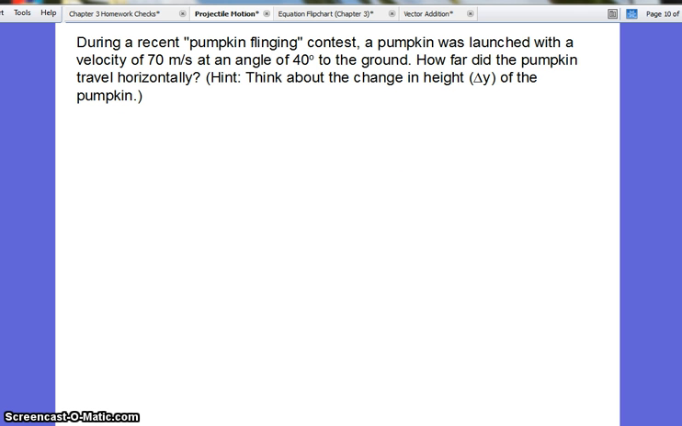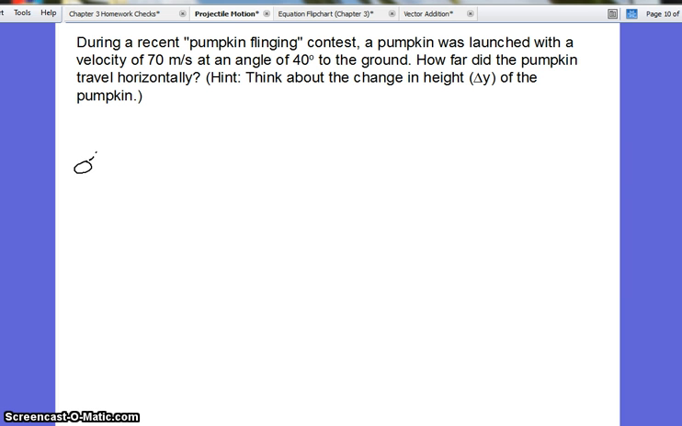It says during a recent pumpkin flinging contest, a pumpkin was launched with a velocity of 70 meters per second at an angle of 40 degrees to the ground. How far did the pumpkin travel horizontally? And my hint is to think about the change in height of our pumpkin.